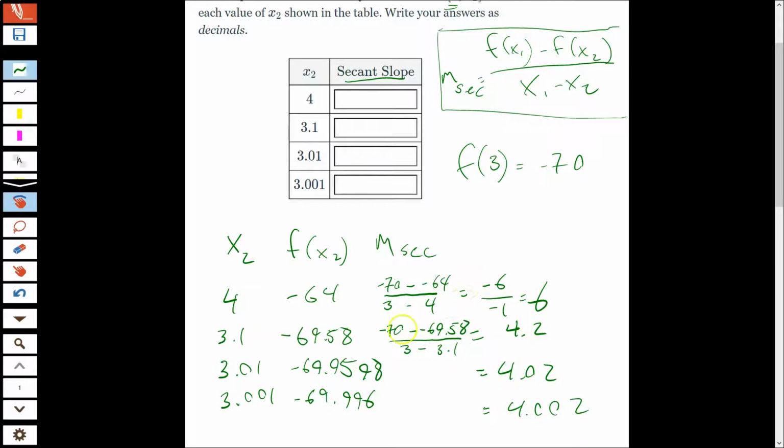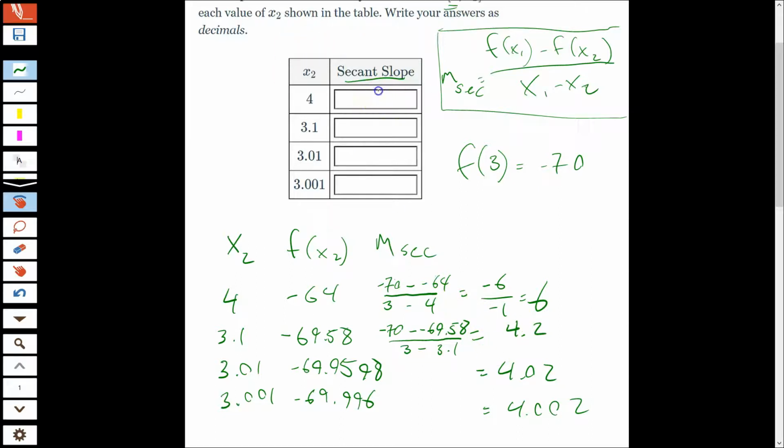I showed my intermediate step for the first one, and then the rest of them I just did the calculations because it got a little tedious. If you're capturing this in your notes, make sure you know how I'm getting these numbers. But when you're actually solving these, it's okay to do the intermediate steps in your calculator.